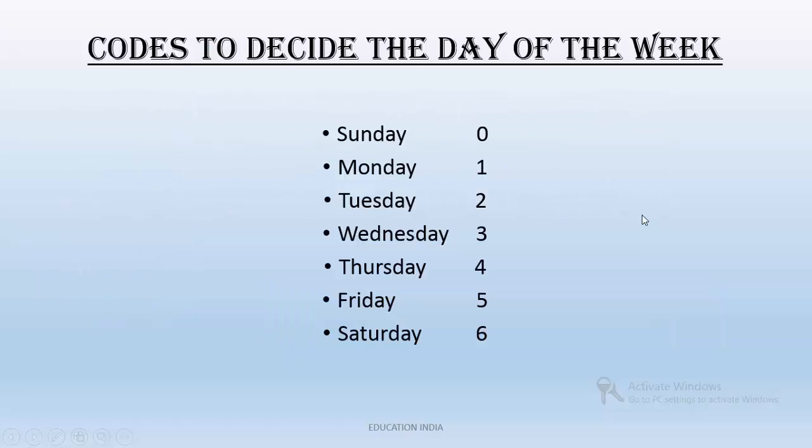These are a few codes which are used to decide the day of the week. As I said before, the final number of odd days in our calculation should be less than 7. Now why did I say so? Because the codes to decide the day of the week lie between 0 and 6, where Sunday corresponds to 0, Monday 1, Tuesday 2, Wednesday 3, Thursday 4, Friday 5, and Saturday 6.